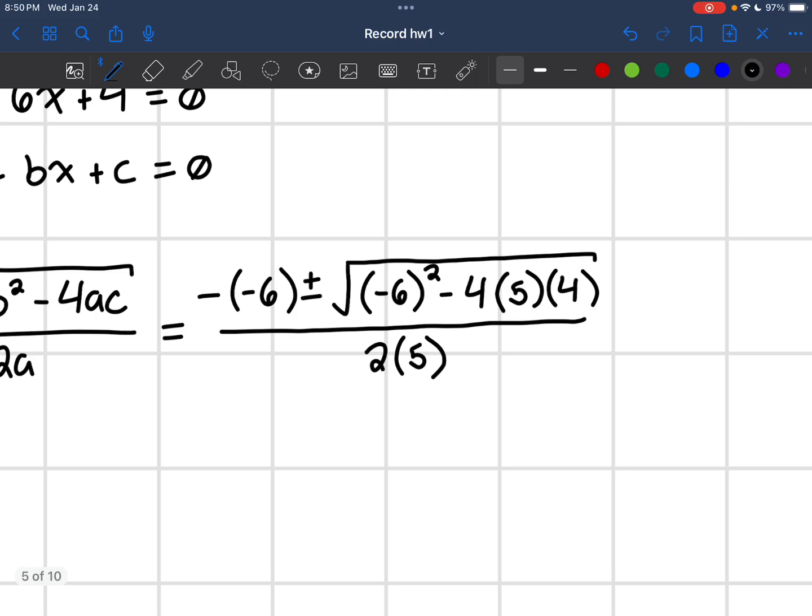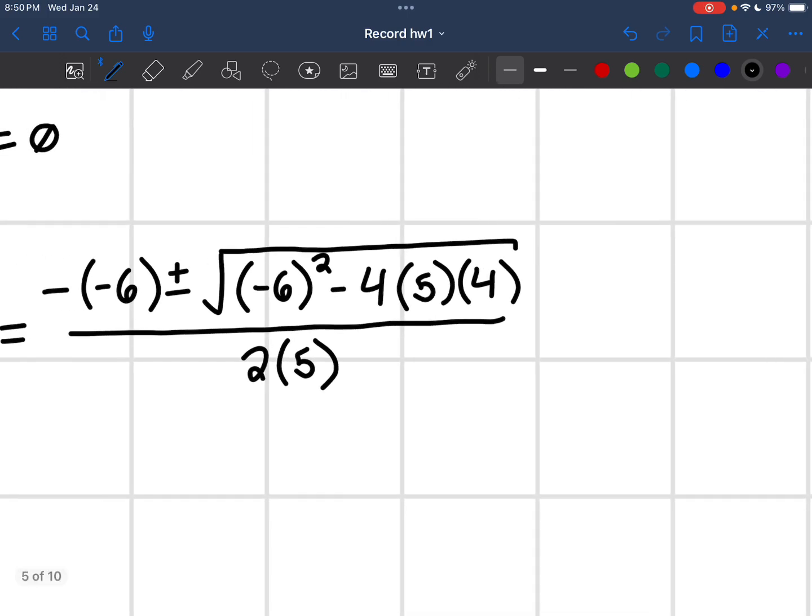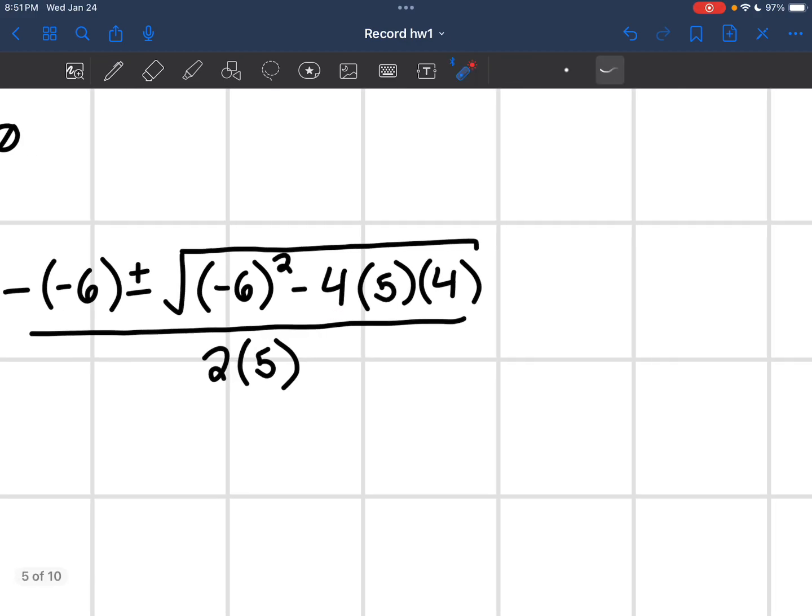Now, this looks a little gross, but we're going to start breaking it into chunks, breaking it into pieces. So the first thing I have in here, I like to start inside my parentheses and start smushing some of these together. I have 4 times 5 times 4. So 5 times 4, that's 20, times 4, 20 times 4 is 80. And then I also have negative 6 squared, so it's 36 minus 80. I'll be writing these down as well.